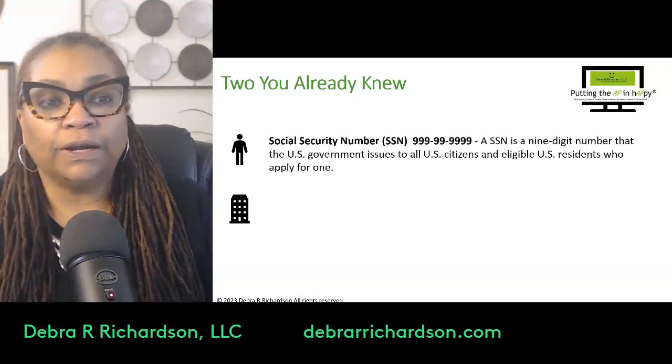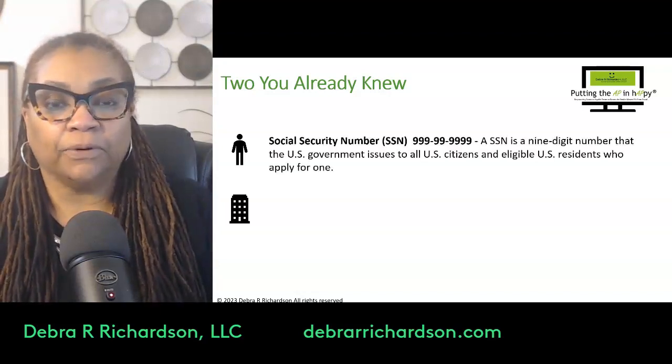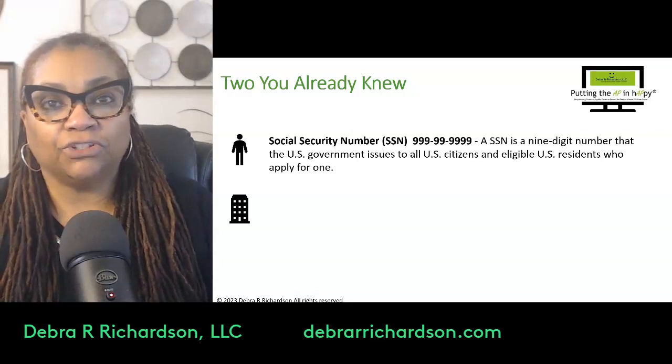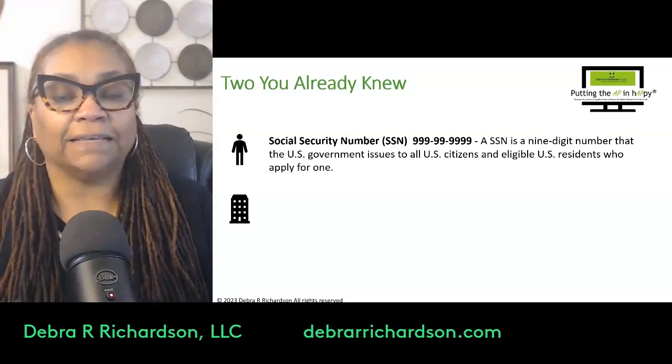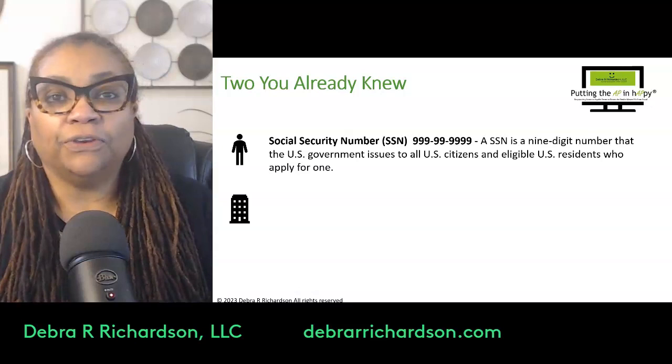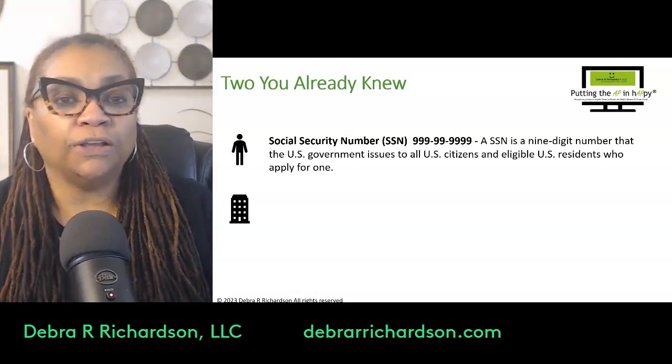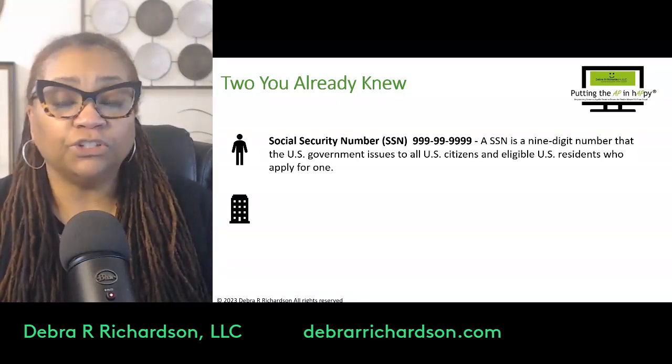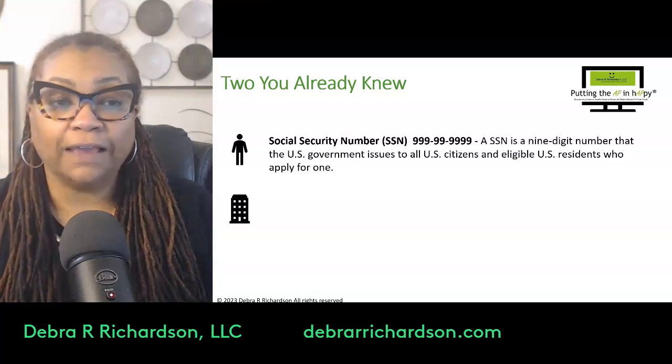The first one is the Social Security number. It's formatted as it's shown on the slide, and it's a 9-digit number that the U.S. government issues to all U.S. citizens and eligible U.S. residents who apply for one.